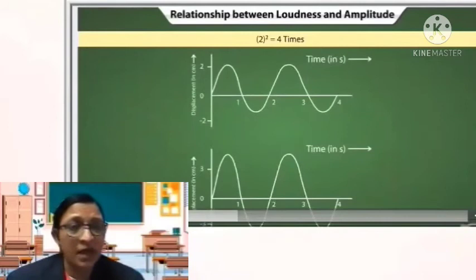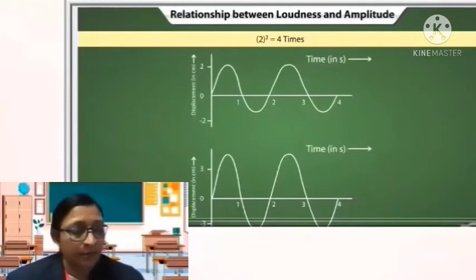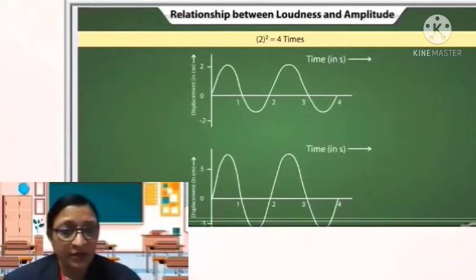the relationship between the loudness and amplitude. The loudness of sound is directly proportional to the square of the amplitude of wave. It implies that on doubling the amplitude of waves, the loudness becomes the square of it. That is, it becomes 4 times larger. If the amplitude is 2, then loudness will become more by 4 times. And if the amplitude of wave is tripled, then loudness will become 9 times. So from this we can conclude loudness is directly proportional to the square of amplitude. You can observe here in these figures.